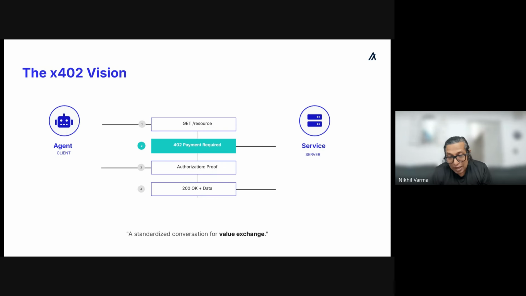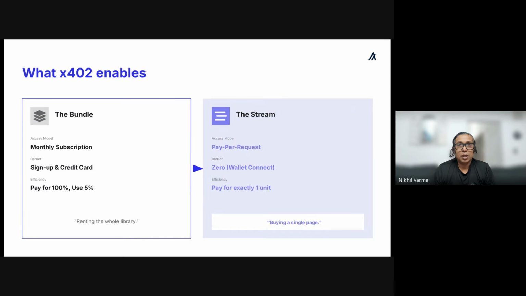Now, what value we are exchanging over here depends on the kind of agent. It could be a data stream, it could be an access, it could be asking it to do a particular transaction for you, and so on and so forth. The next slide, please.